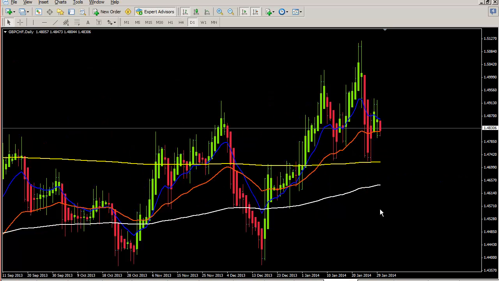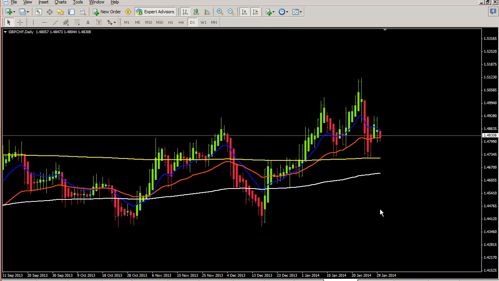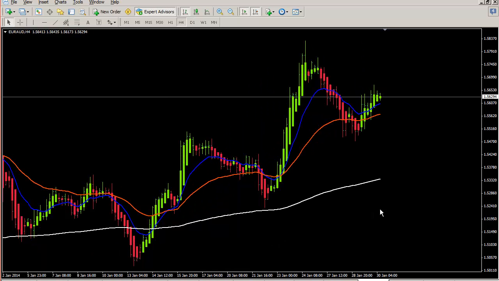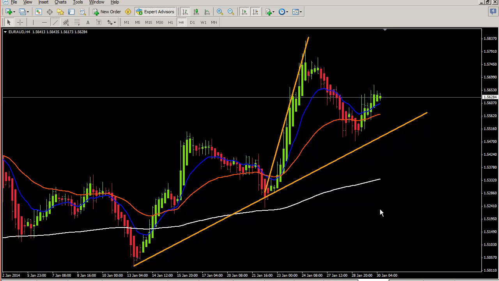GBPCHF, as I said, it's just too slow. I'm not looking right now. It's still, yes, long, but not doing anything. And the Euro Australian dollar, we got this 4 hourly 123 yesterday, and I also had a question at some point regarding this. Yeah, as long as this is pointing up, you can only look for longs.